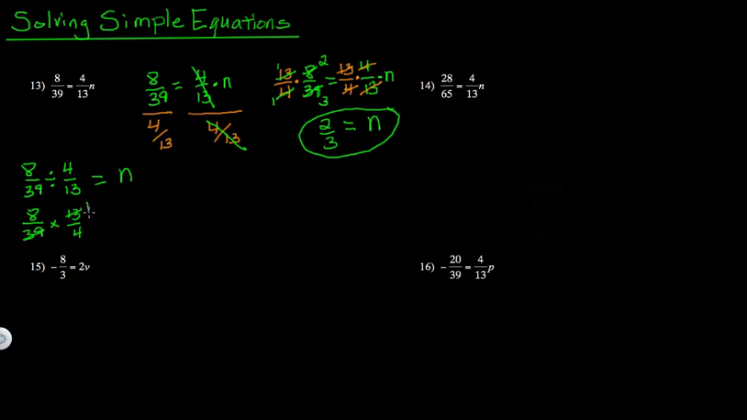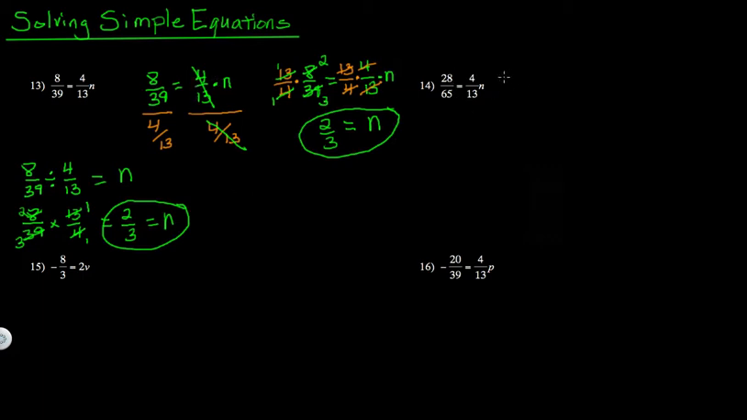This becomes a 1. This becomes a 3. The 4 goes into 8 twice, so this becomes a 1. This becomes a 2. And so this simplifies to 2/3 is equal to n. So we get the same answer. All right, so either way, you can do it.